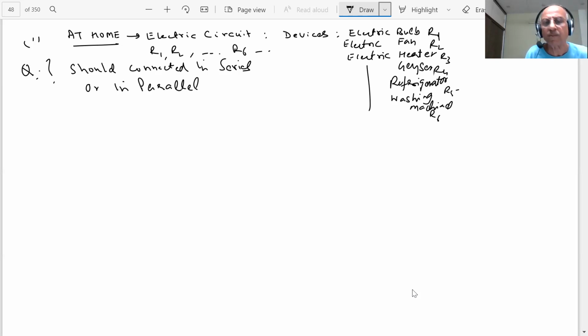Important question for the paper. This was also given this year in the sample paper of the CBSE students. Tell me, will you connect them, student, in series or in parallel? What is your answer?